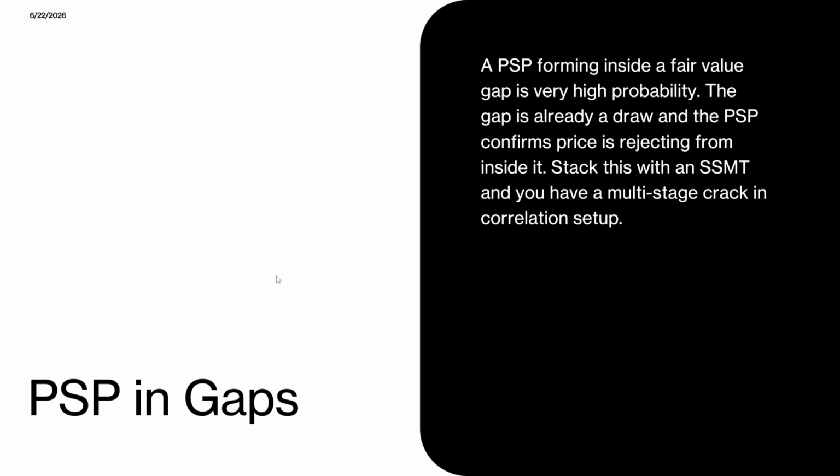Precision swing point in gaps. A PSP forming inside the Fair Value Gap is very high probability. The gap is already a draw and the PSP confirms price rejection from inside it. Stack this with sequential SMT, and you have a multi-stage cracking correlation setup. Now guys, it's very rare to form a PSP inside the Fair Value Gap.